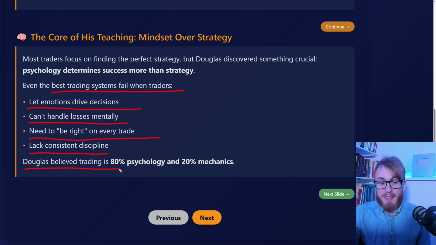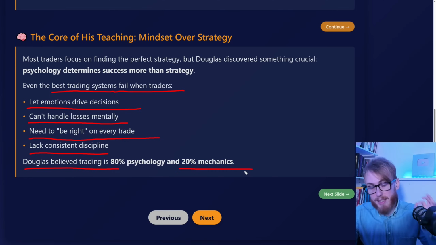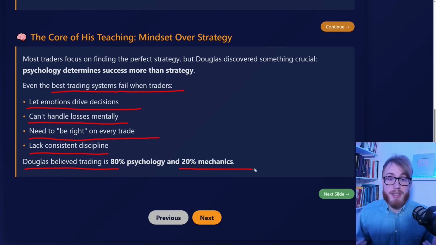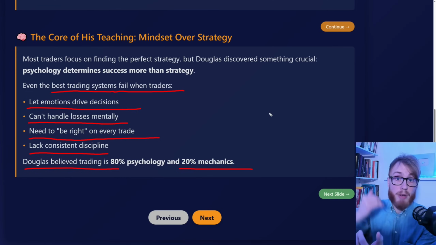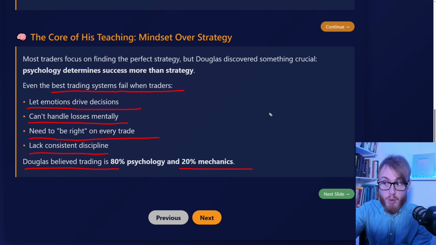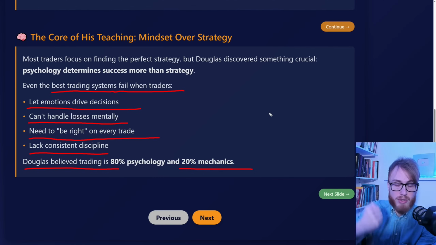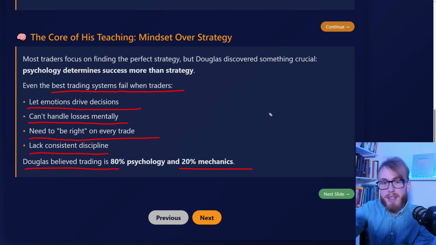And Douglas believed that trading is 80% psychology and 20% mechanics. As I already said, I definitely don't agree with this. It's not 80% psychology. But what I definitely do agree with is that even if you have a profitable trading strategy, if your psychology is not in check, your strategy won't matter, because you will make so many mistakes.